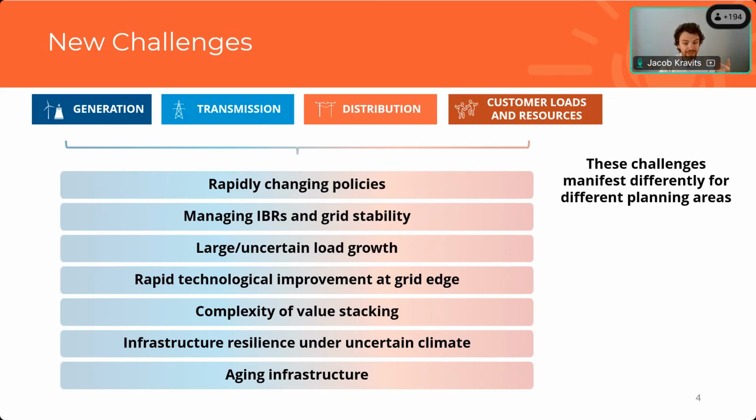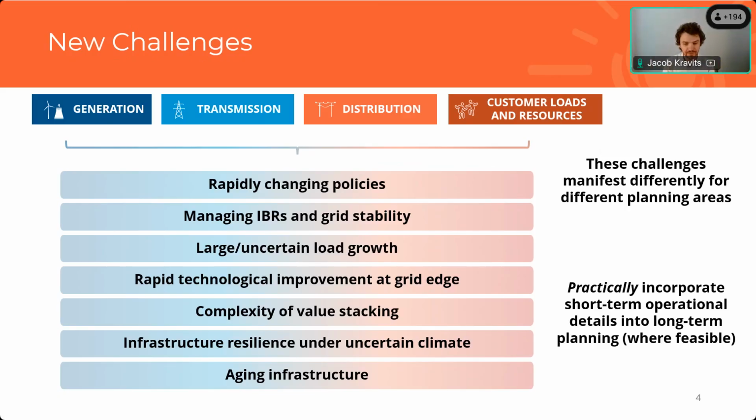Now, again, practicality. What does that mean in practice? Well, in practice, we need to think of practical approaches to incorporate short-term operational details into long-term planning, and do that, where feasible. And again, we're going to talk in more detail about what that looks like in a second. Now, before you even think about integrated modeling, it's important for planners to understand where they fit in the planning context, where they fit in the planning process.